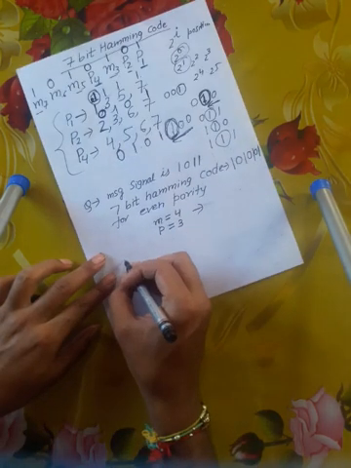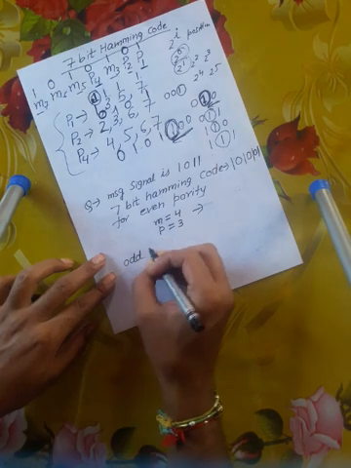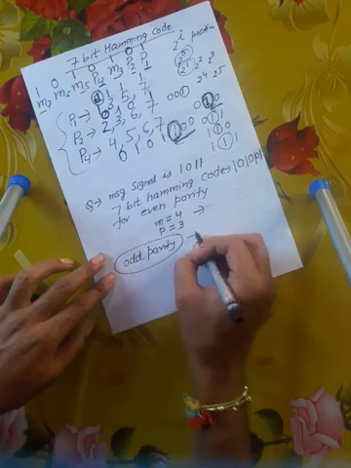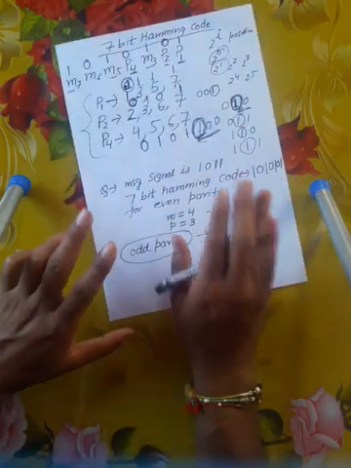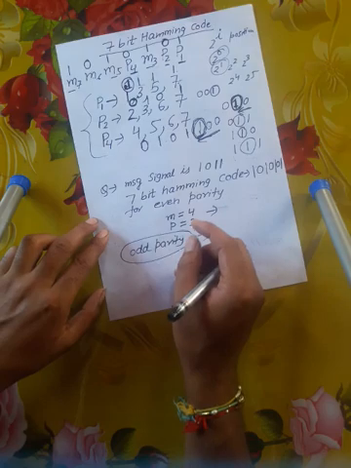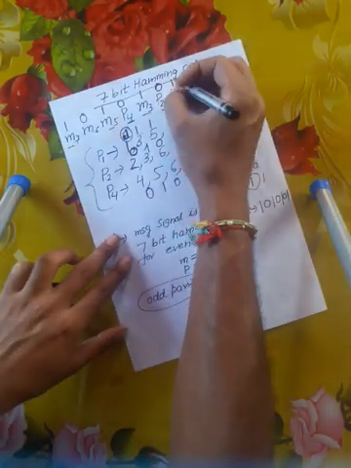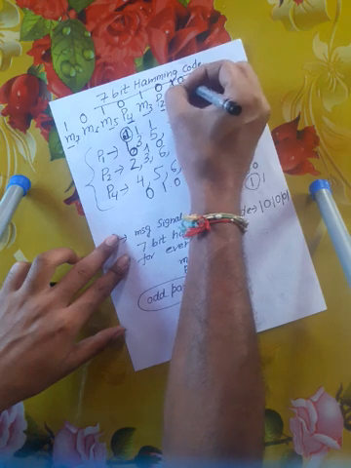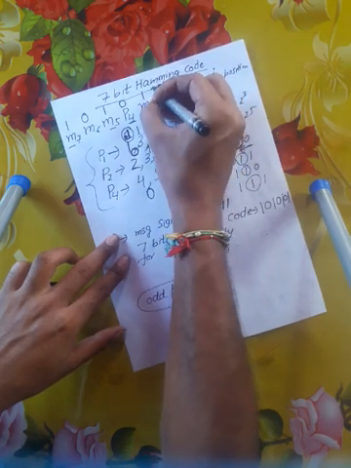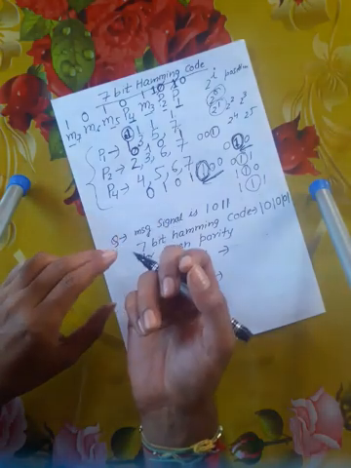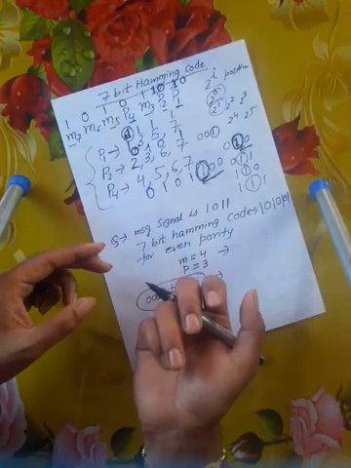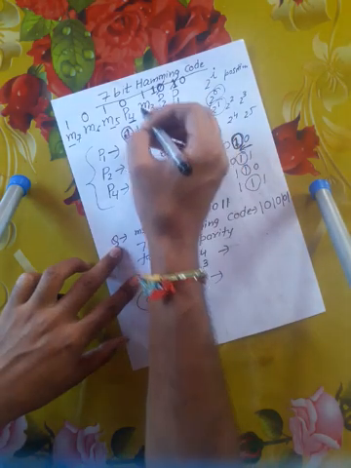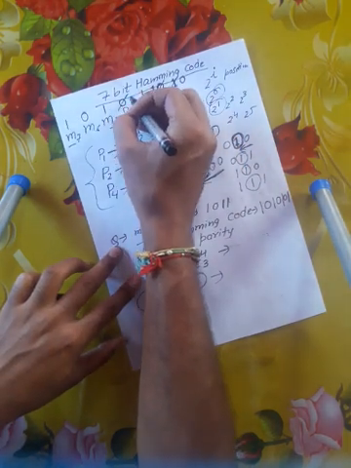Suppose for odd parity you have to determine this value. What you will do? Everything is same, just change the value of P1, P2 and P4. Now P1 will be 0. P2 will be 1. You know what is the reverse of odd? Reverse of odd is even. Yeah, you can say reverse of even is odd. So just change 1, 0 and next this will be 1.